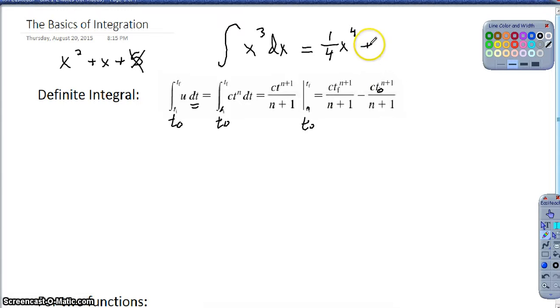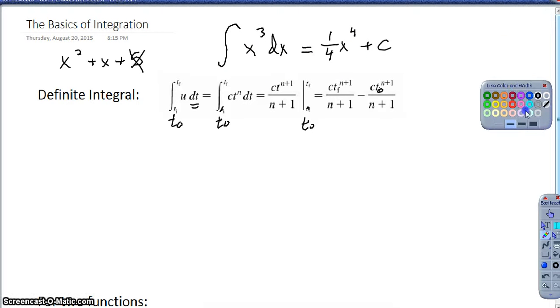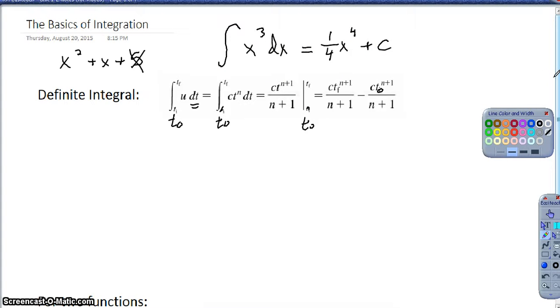So the way that we account for that, and you guys may have seen this already in calc, is you throw in this extra plus c. So c is just representing any possible constant that we may or may not have had. Okay, so this is a pretty straightforward integration. So again, this is just how I integrate x to the 3rd power.